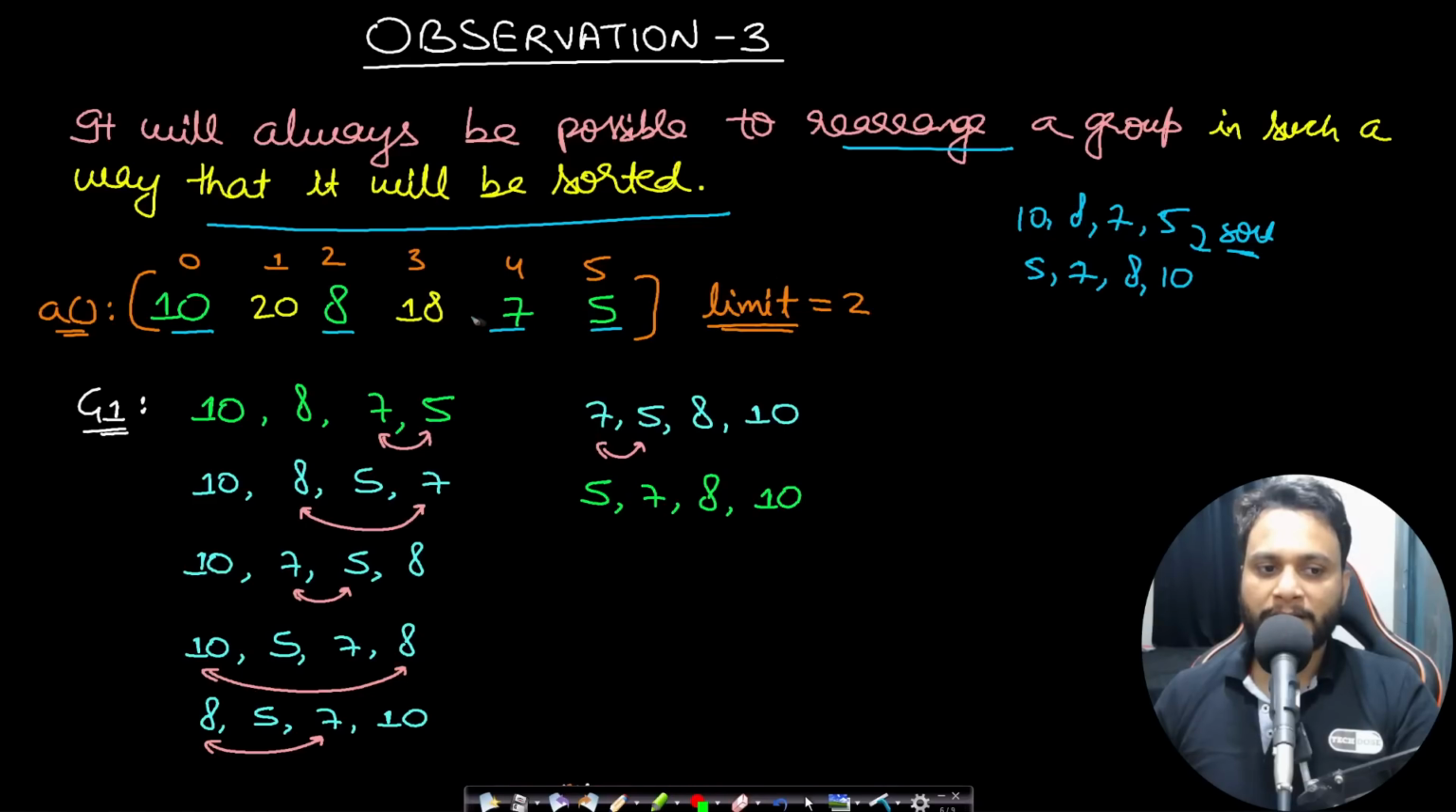So my final goal is to always identify the group and mark their original indices. The original indices of this 10, 8, 7, 5 must be stored. So this will be 0, 2, 4, 5. And then you sort these items, so you will get this sorted set of items.